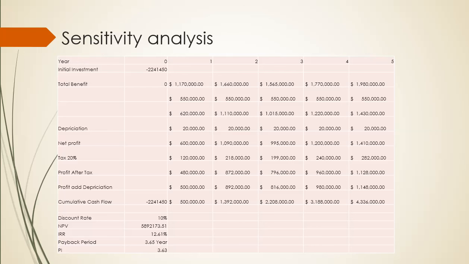So the profit after tax in the first year is 4,80,000, and at the end of the fifth year it will be 11,28,000. The discount rate is 10% where the NPV is positive, so it's a good sign for the company. The company can implement this project easily because it will be in favor of the company, and the payback period is 3.65 years, so it is good, and PI is 3.63, so it's a good sign for the company to implement the project.